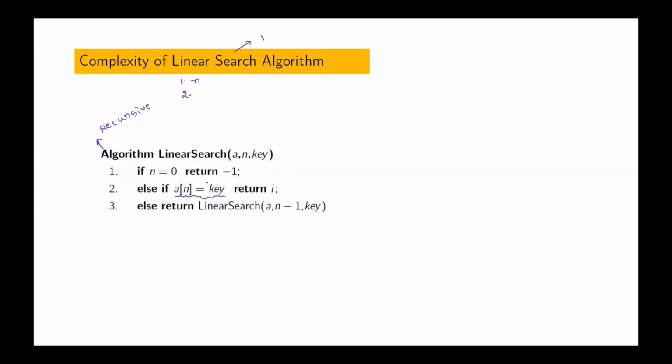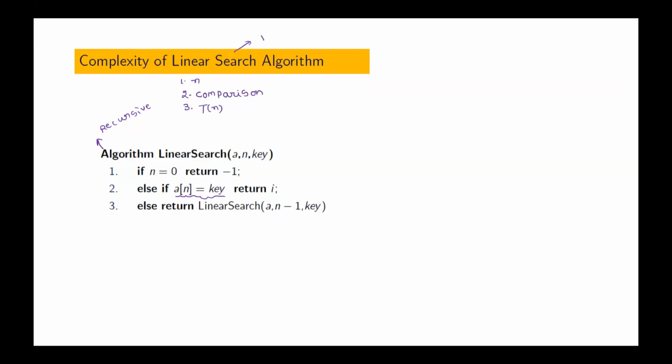There also we considered the same thing, first whether A of i not equal to key or not. Here A of n equal to key. This we consider as most important. So here also it is a comparison operation. Now let T of n be the number of times the comparison operation is performed when n is the input size.